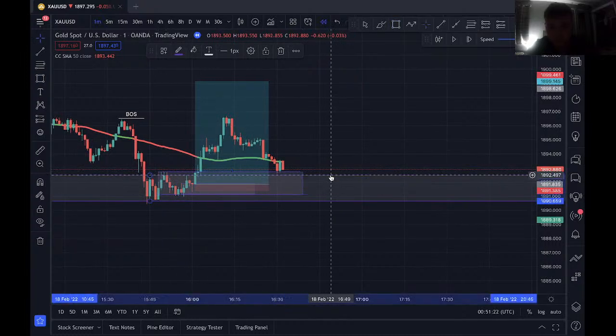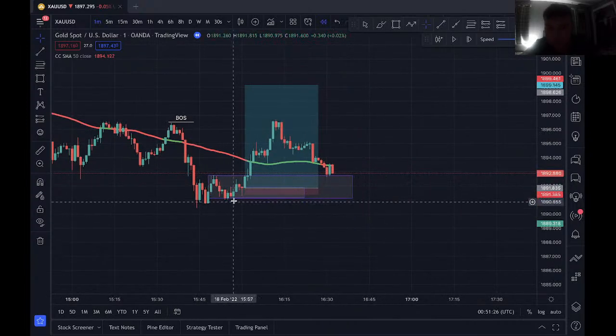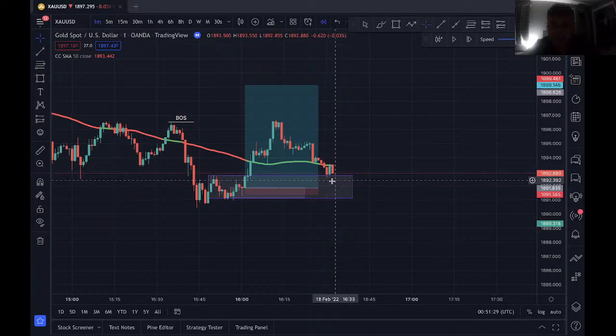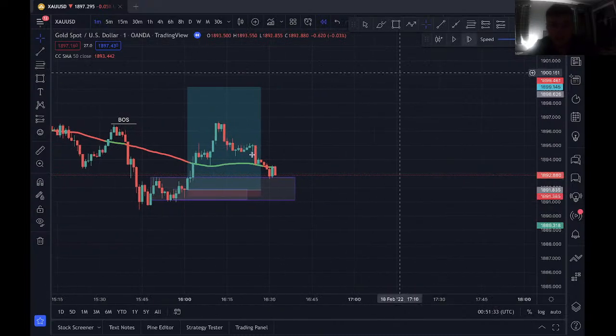A lot of the time, you don't really get taught this. Once it does break out of this zone, a lot of the time it will come back to retest the area. So again, this could be another entry for you if you didn't get in there.